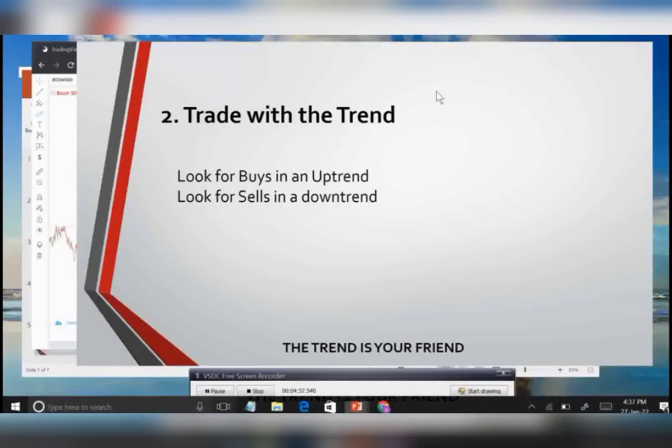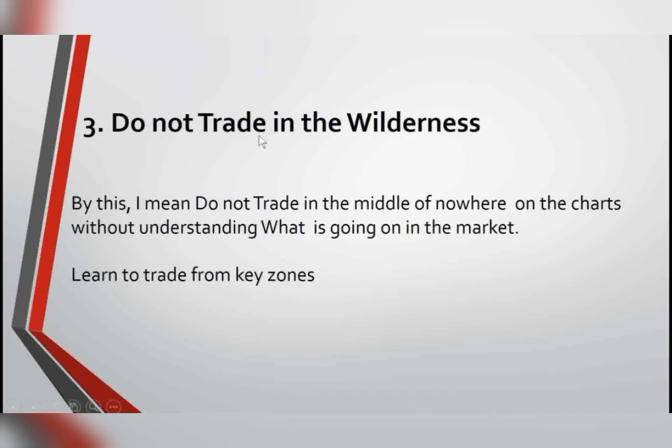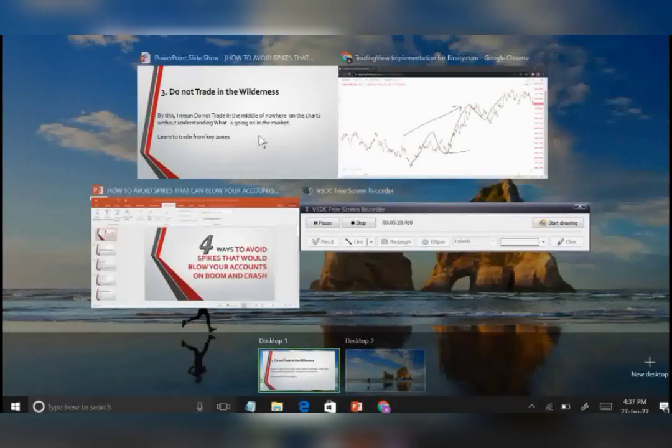So let's go back and you see. The third point now is you shouldn't trade in the wilderness. Do not trade in the wilderness. I know you might be thinking what this means, but I actually mean you shouldn't trade in the middle of nowhere on the charts without understanding what is going on in the market. Learn to trade from key zones. Trading in the wilderness, I'm gonna give you an example.